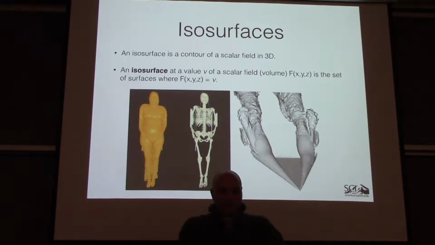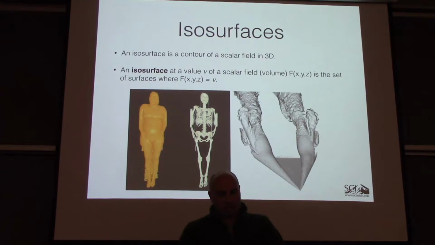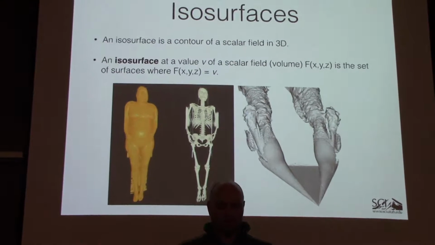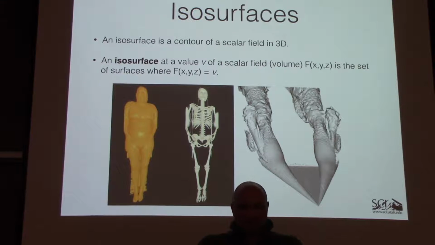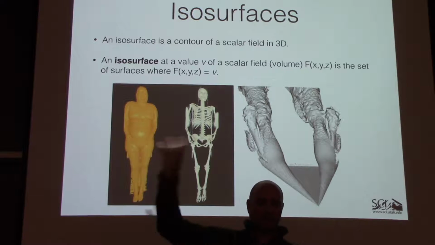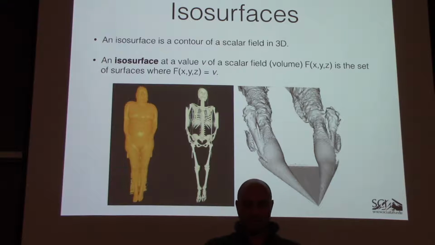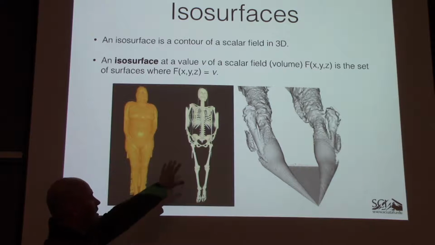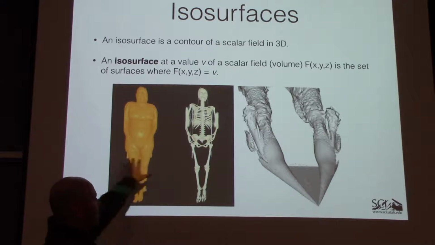So now we're going to talk about isosurfaces. So we talked about 2D contours. And an isosurface is really just a contour of a scalar field in 3D, similar to how an isocontour is a contour in 2D. Given an iso value V, the isosurface is the set of points along the surface where f of x, y, z equals V. And if you extract isosurfaces from a volume data set, there are here two examples.